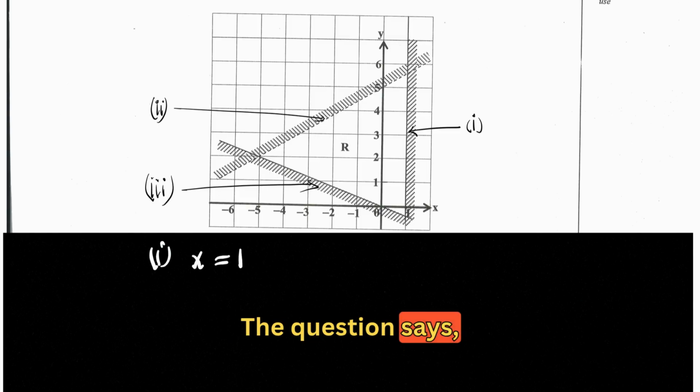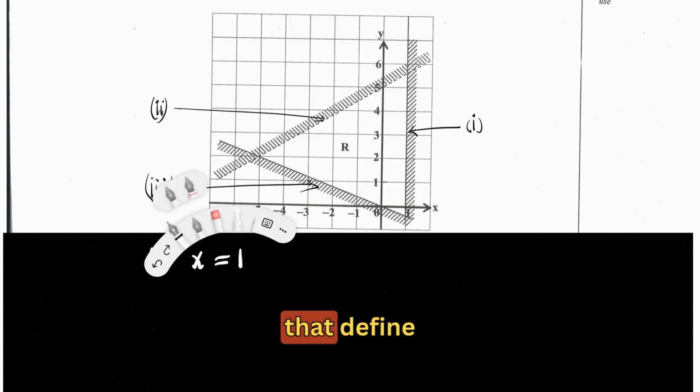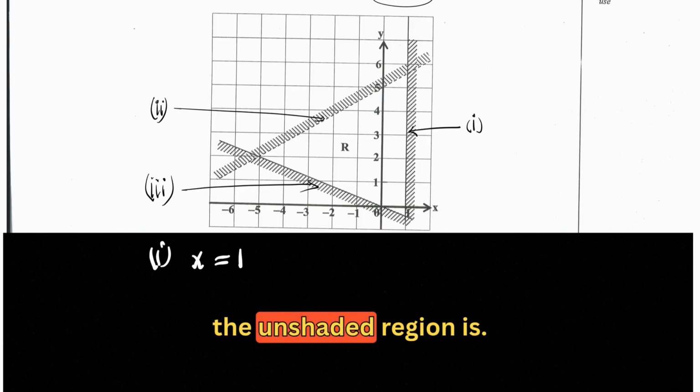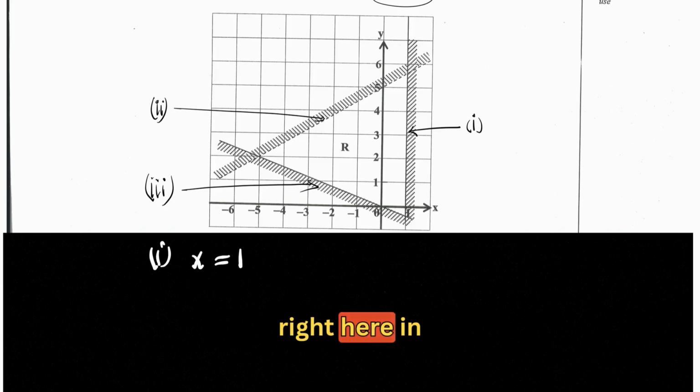The question says, write 3 inequalities that define the unshaded region R. So the task is to identify where the unshaded region is. The unshaded region is right here in the center.